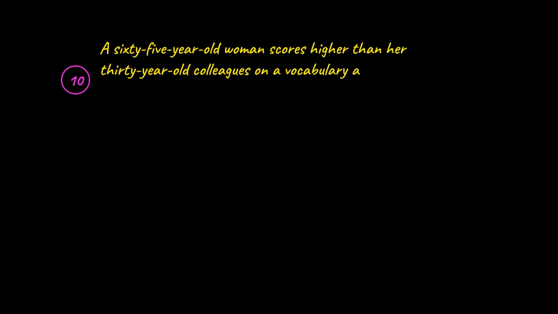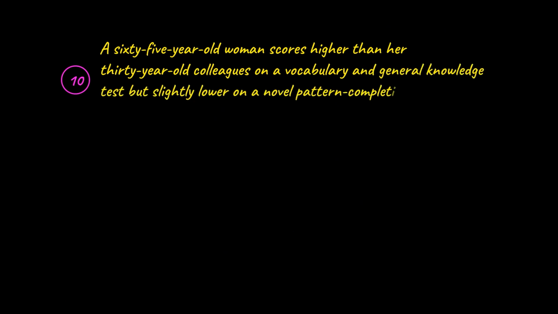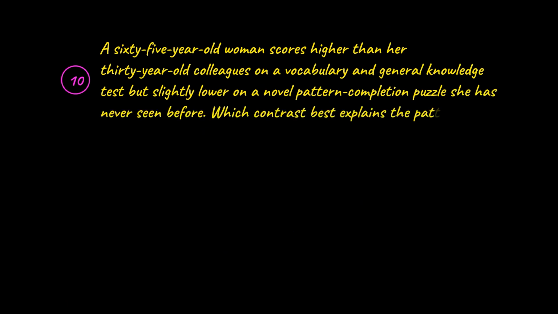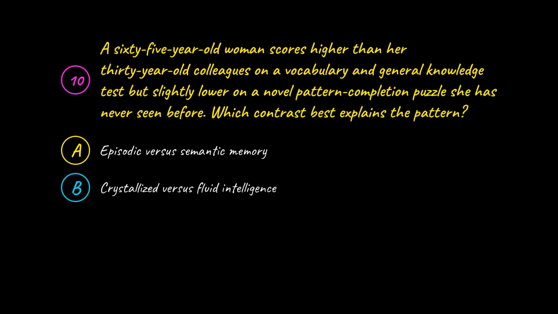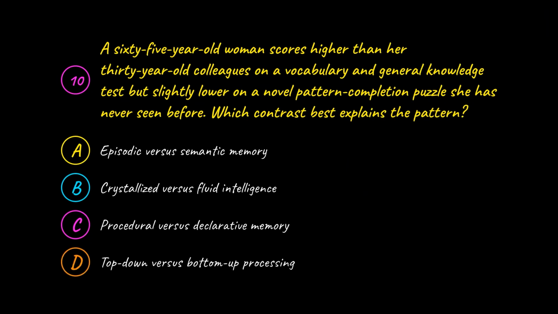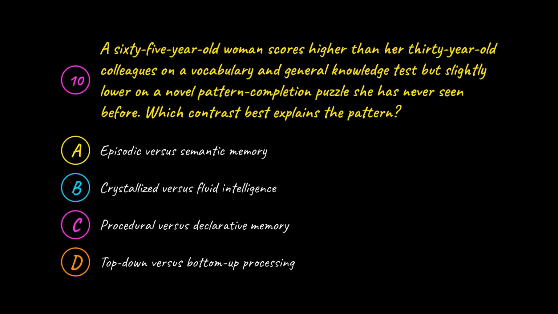Question 10. A 65-year-old woman scores higher than her 30-year-old colleagues on a vocabulary and general knowledge test, but slightly lower on a novel pattern completion puzzle she has never seen before. Which contrast best explains the pattern? Your options are A. Episodic versus semantic memory, B. Crystallized versus fluid intelligence, C. Procedural versus declarative memory, D. Top-down versus bottom-up processing. Take a second. Which answer would you pick?